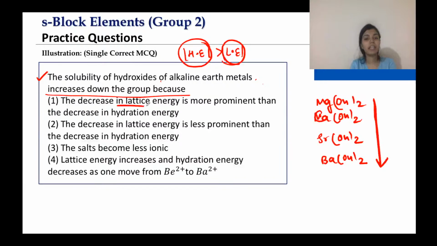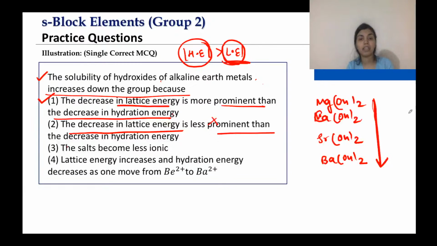So that means the decrease in lattice energy is more prominent than decrease in hydration energy. If the decrease in lattice energy would have been less prominent, then the solubility would have decreased down the group, right? So first option is correct, that the lattice energy decrease is more prominent than the decrease in hydration energy. That means the lattice energy is more decreasing than that of the hydration energy.